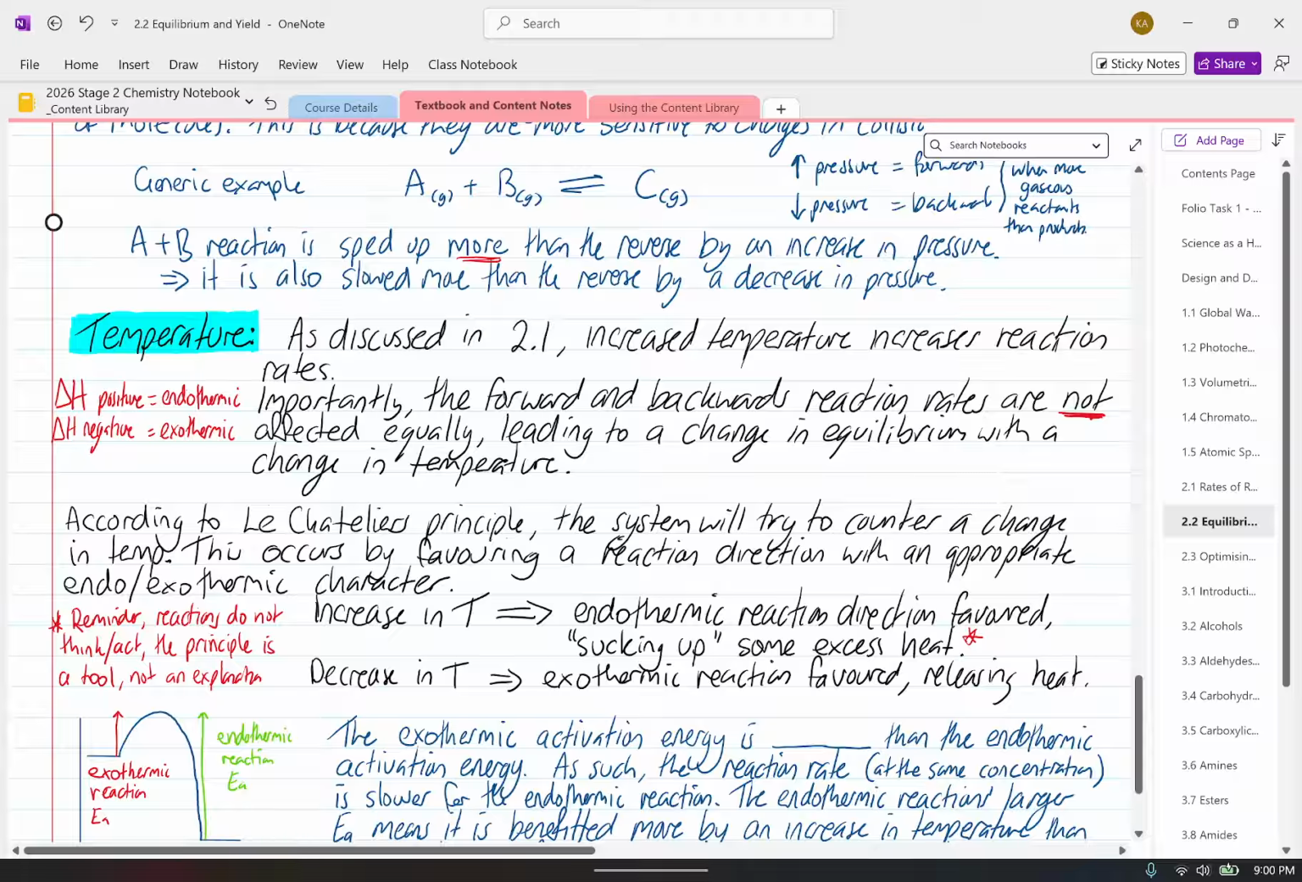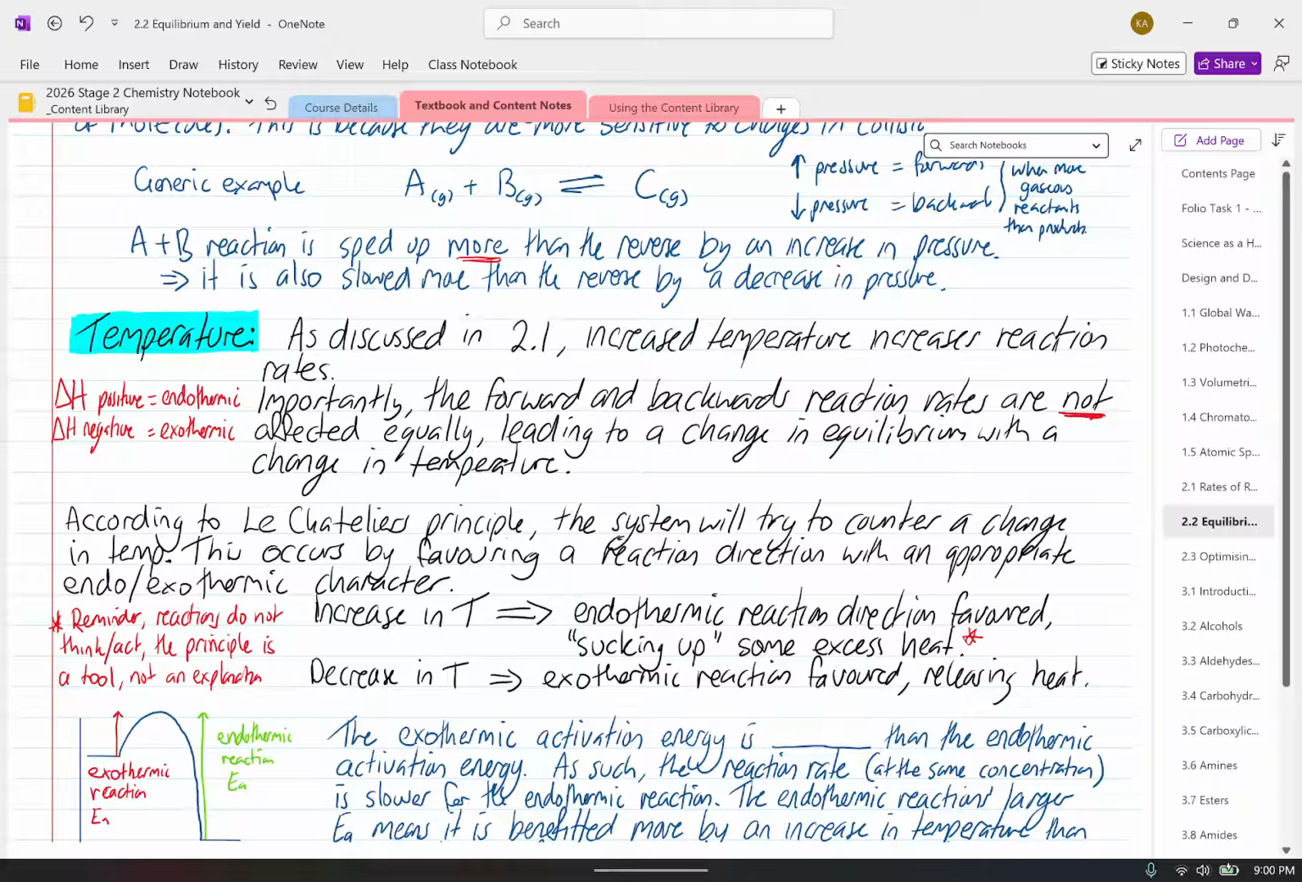Now, simply, according to Le Chatelier, if we increase the temperature, the reaction is going to move in such a direction that it will try and absorb that temperature change, reducing the temperature back down. Similarly, if we decrease the reaction temperature, the reaction is going to move in such a way that will release energy to try and make that temperature go back up.